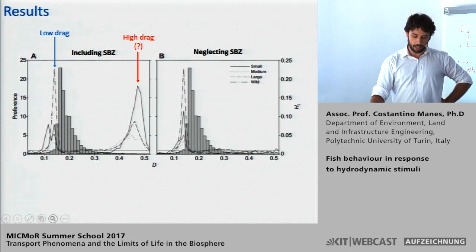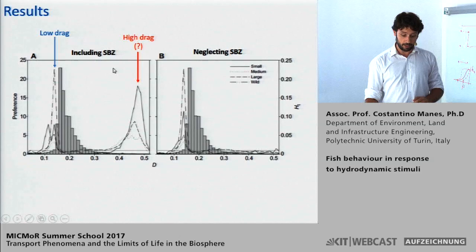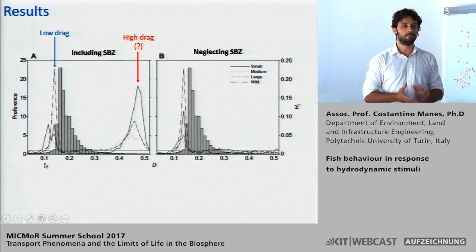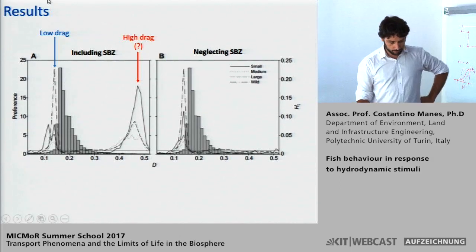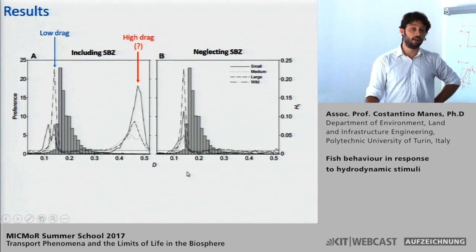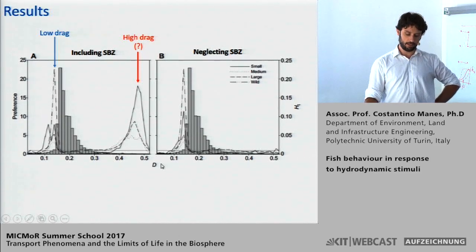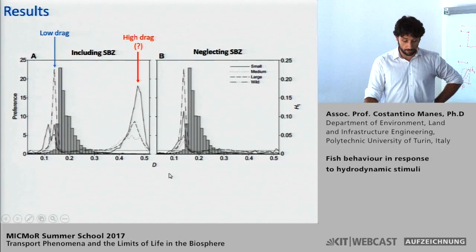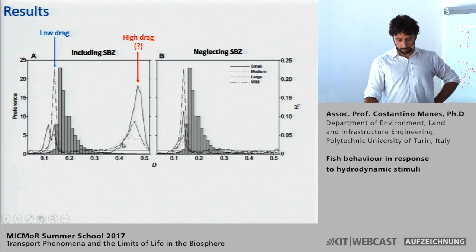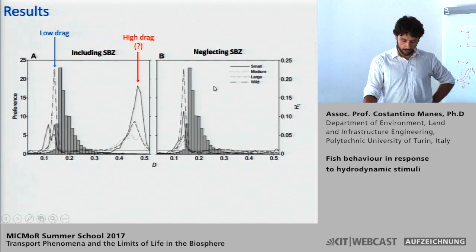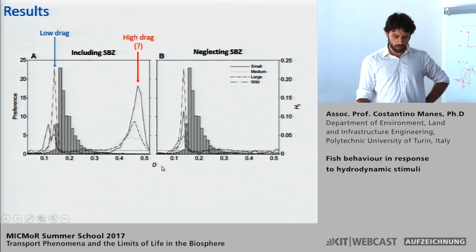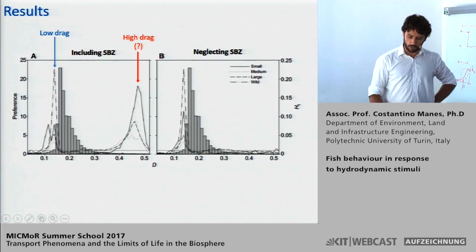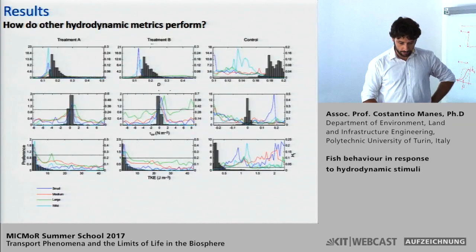So this picture suggests that wherever these SBZ do not occur, fish like to stay in zones at low drag. This result just says we were right: the drag function works and explains nicely the hydrodynamic space use of brown trout. So we then filtered out all these points of SBZ, neglecting the behavior in these specialized zones, and we compared the performance of the drag function against many other metrics.